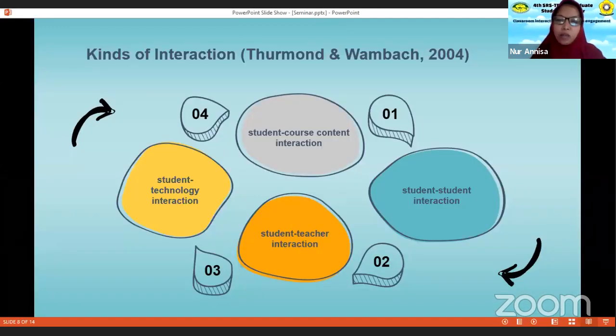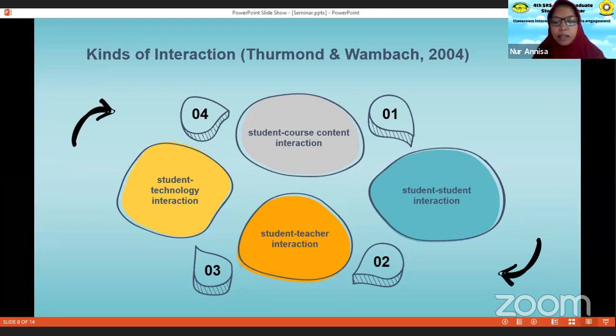Talmud and Weinbach defined interaction into four kinds. The first is student-course content interaction. It works when the students work with the teacher's material or the teacher's activities. And next is student-student interaction. It occurs when there is communication between students in a small or large group.